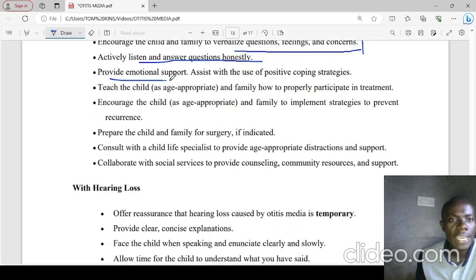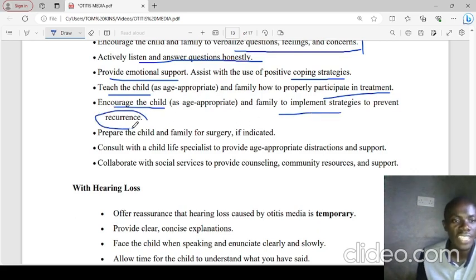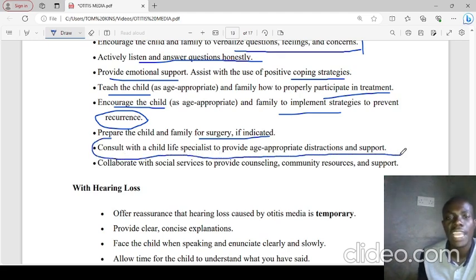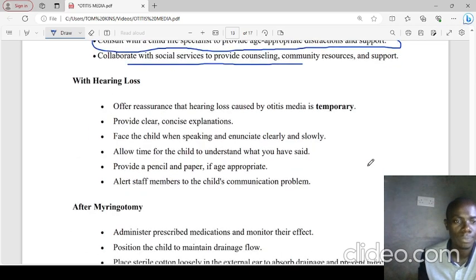We also need to provide emotional support and assist with the use of proper coping strategies. Teach the child, in an age appropriate way, and the family how to properly participate in the treatment. Encourage the child and family to implement strategies to prevent recurrence. Prepare the child and family for surgery if indicated. You need to consult with the child life specialist to provide age appropriate instruction and support, and collaborate with social services to provide counseling and community resources and support.